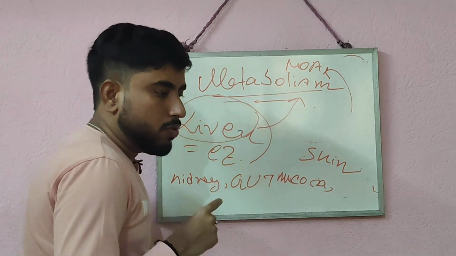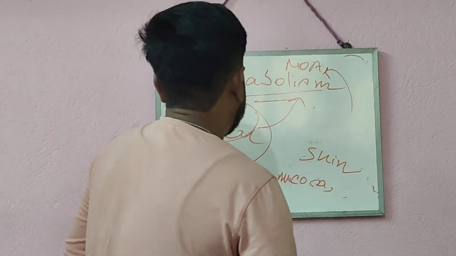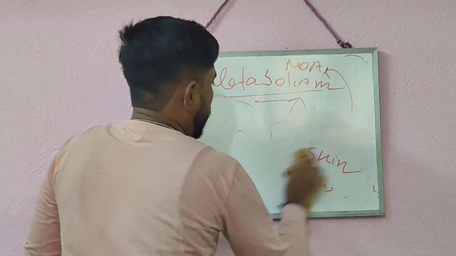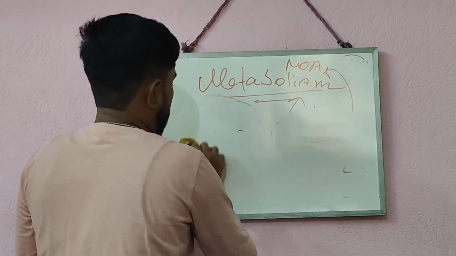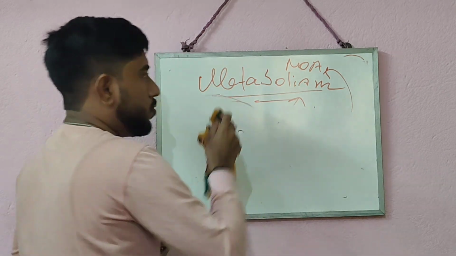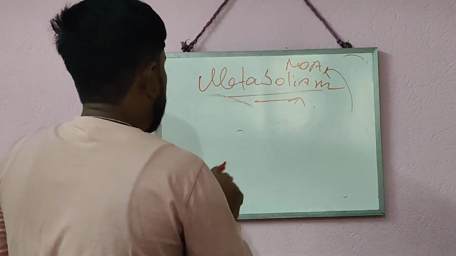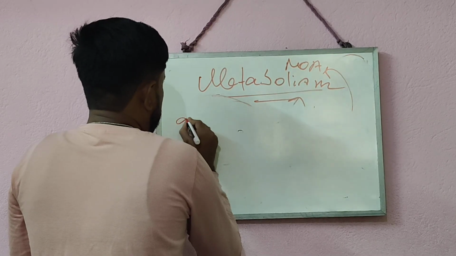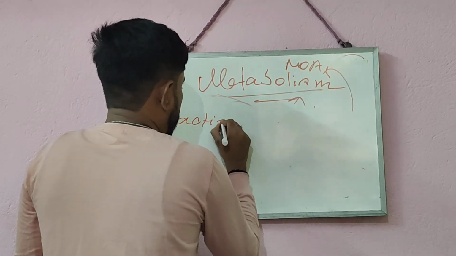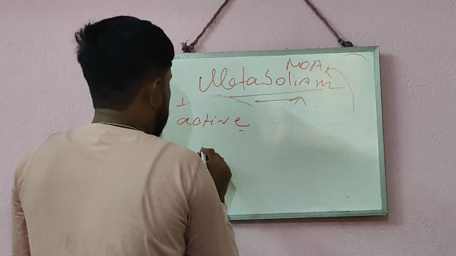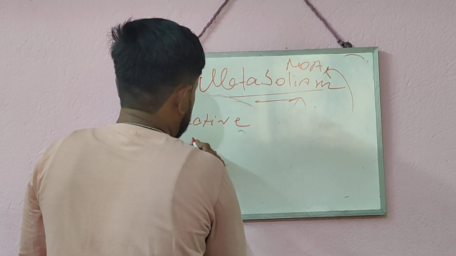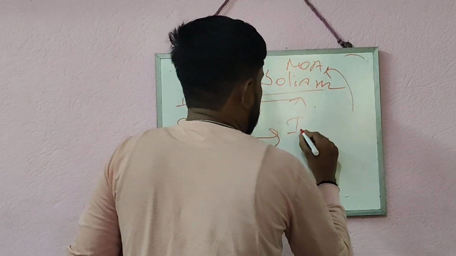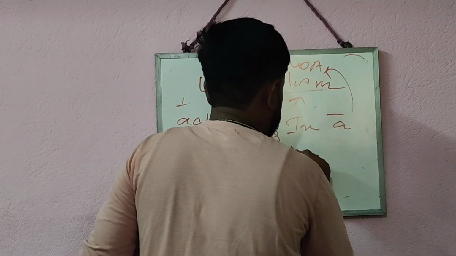Now we have to study the steps of metabolism and the types of metabolism. For that, we have to study 3 steps or 3 processes. The first process, or first step, is conversion of the active drug to inactive metabolites.